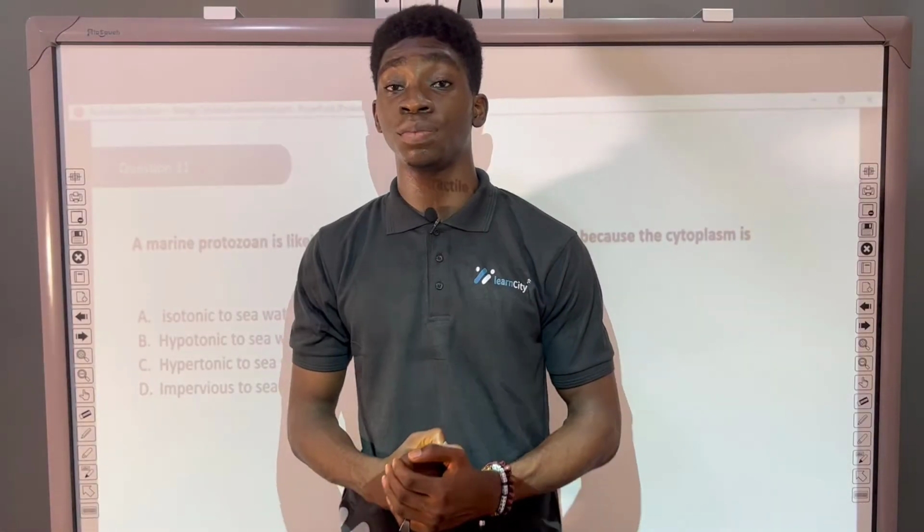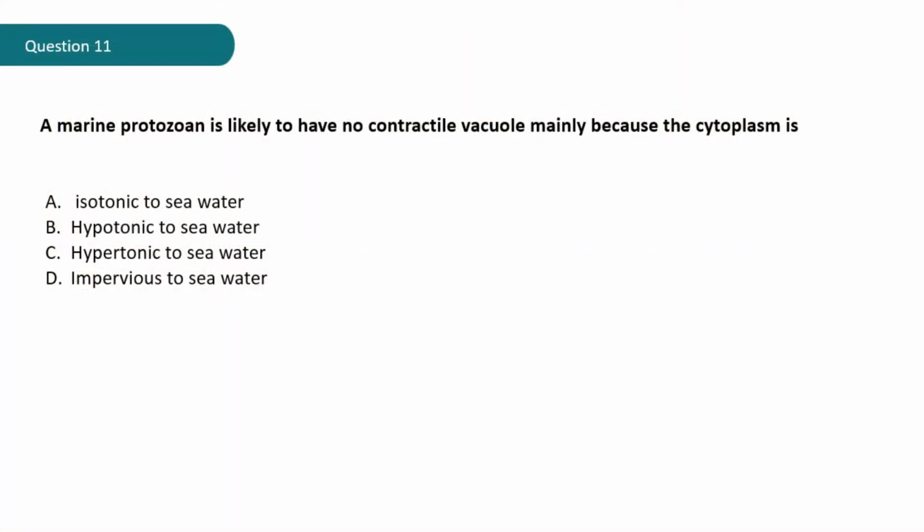Question 11. A marine protozoan is likely to have no contractile vacuole, mainly because the cytoplasm is A. Isotonic to seawater, B. Hypotonic to seawater, C. Hypertonic to seawater, D. Impervious to seawater. I want you to give it a try. Try to answer the question.